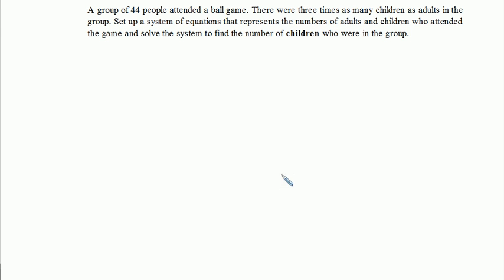Alright, this problem, number 5, is a lot like the last one, except they don't give me the equations. I have to figure them out. So let's read through here and see what we can find. We've got 44 people attend a ball game. There are 3 times as many children as adults in the group. Set up a system of equations that represent the number of adults and children who attended the game and solve. So I need to set up a system of equations. I need to solve it to find the number of children who are in the group.